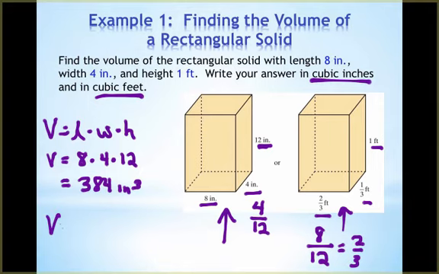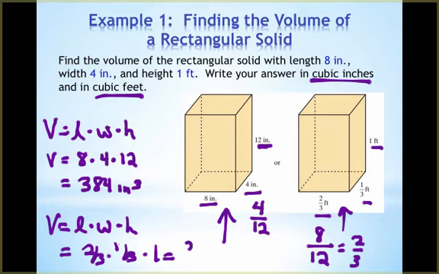So again, now to do the volume, we're just going to do length times width times height. But then we'll use 2/3 times 1/3 times 1, which is 2/9. But if we take our calculator, that gives us 0.22 as a decimal. And then this time our units are cubic feet.